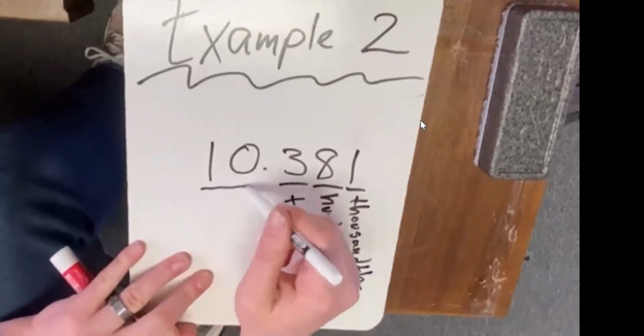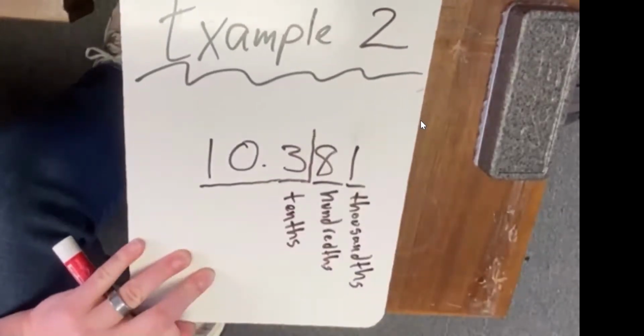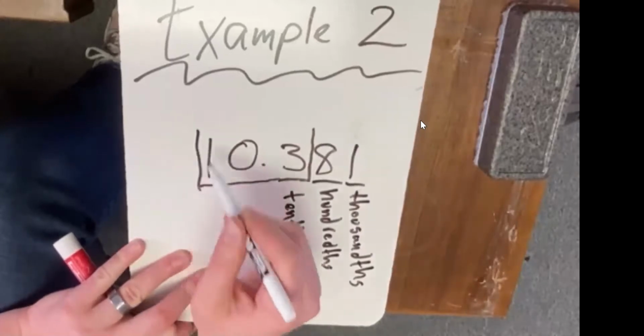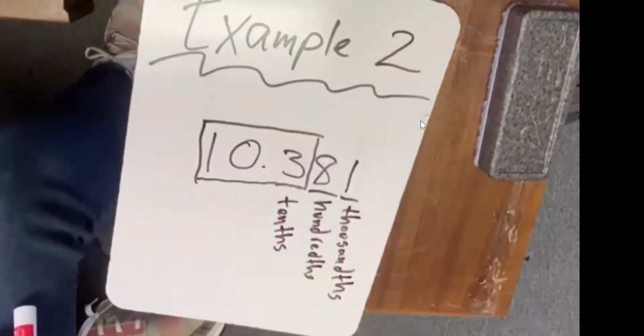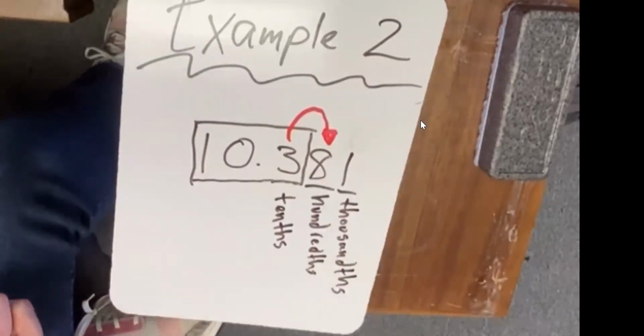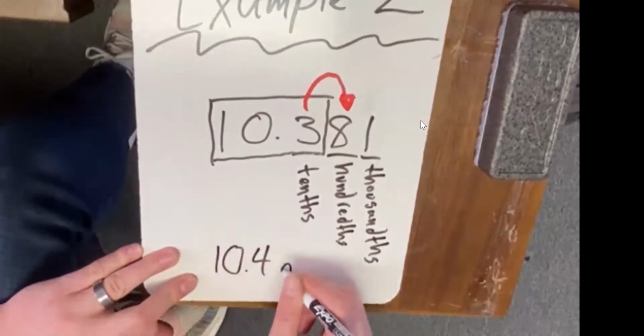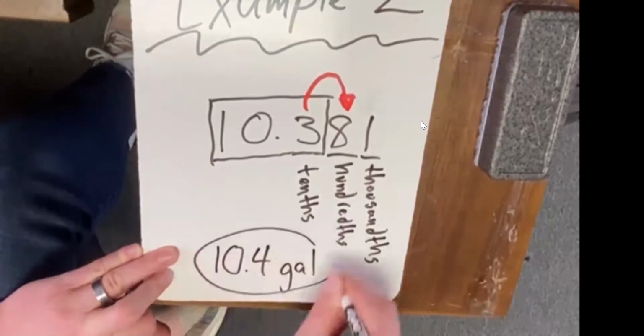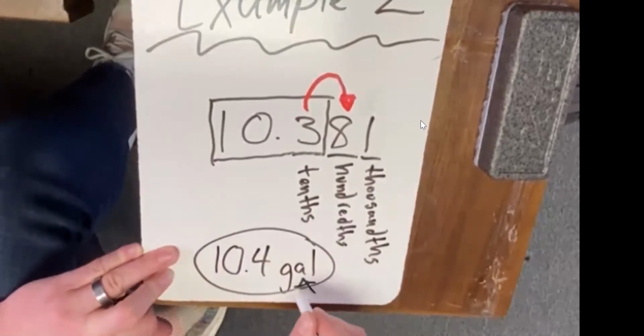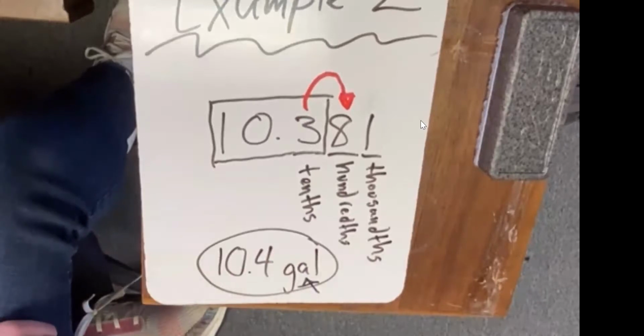All right, so it wanted me to round it to the nearest tenths place. So I'm going to cut it off right there. I am working with 10.3. So I need to say, am I going to round my 3 up, or am I going to leave it the same? 8 is greater than 5, so I'm going to round the 3 up. So my answer would be 10.4 gallons. Very important to remember those units. Do not forget your units. So 10.4 gallons would be my answer there.